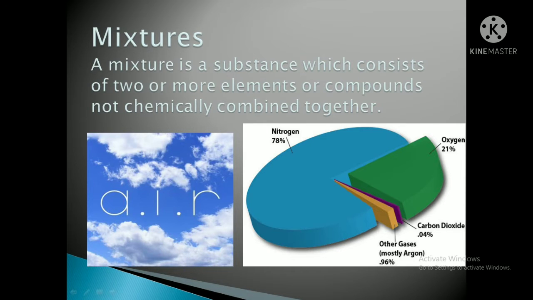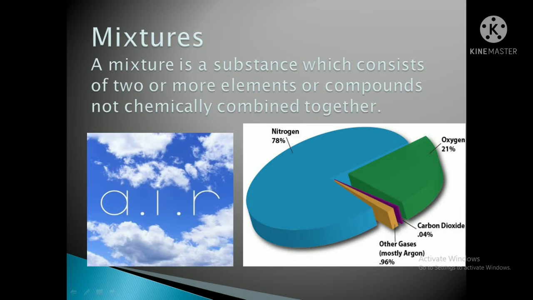A mixture is a substance which consists of two or more elements or compounds not chemically combined together. Okay, a mixture is just a substance which contains many elements together. How many elements have we got already? 118 elements we have talked about, isn't it? That is present in our periodic table.